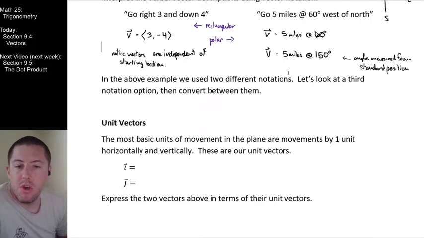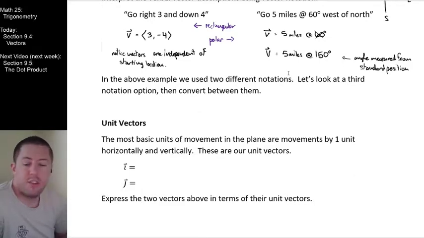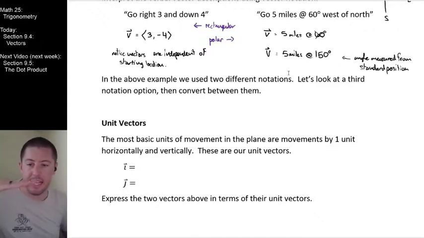The most basic units of movement in the plane, the most basic way I could describe to you some motion, is talking about steps that are 1 unit moving horizontally or 1 unit moving vertically. So not necessarily going 3 units, not traveling at 60 degree angles. I'm talking about traveling 1 unit at a time in exactly the direction of our two axes, right?